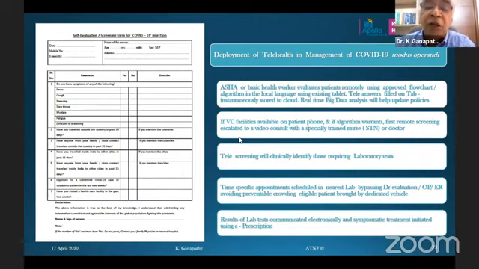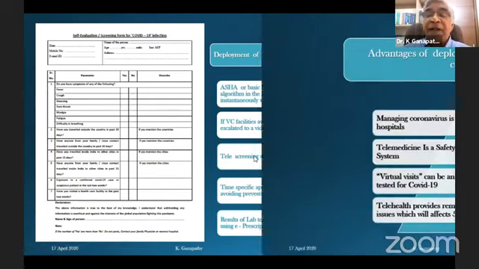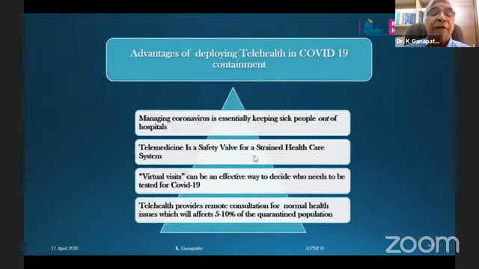Now, in the event of a clinical suspicion that a test needs to be done, time-specific appointments can be made. Imagine how wonderful it is if a person is told that an appointment is given for a blood test at 10:30, 10:45, 11, 11:15, and so on. Okay, you may have to wait for 30 minutes, but it will be far better than hundreds of people waiting the whole day. Again, results of lab tests can be communicated electronically and symptomatic treatment also initiated.